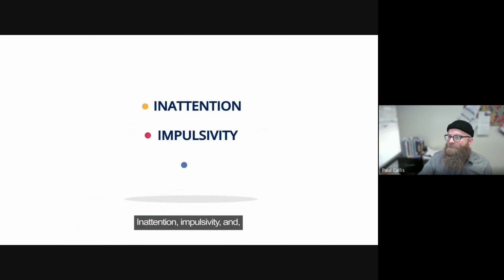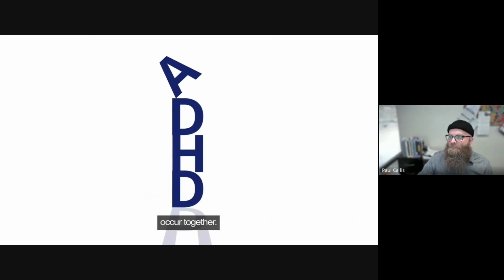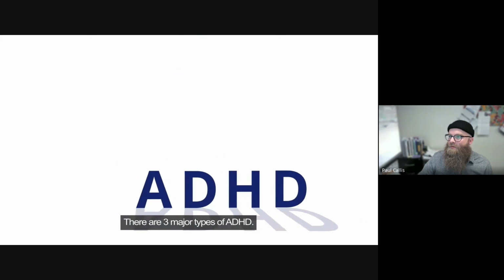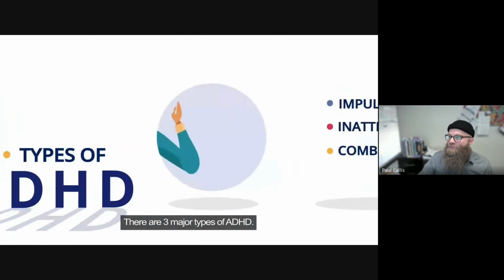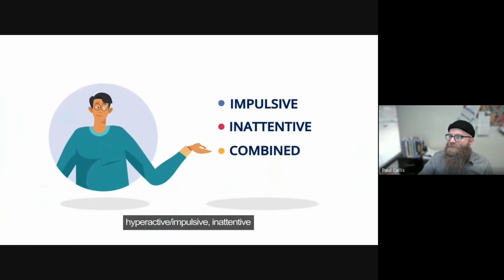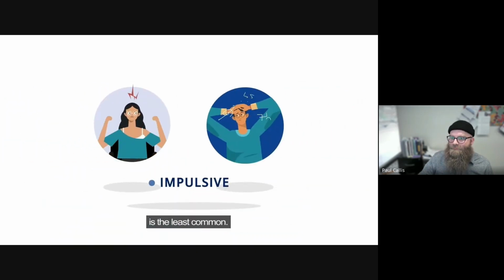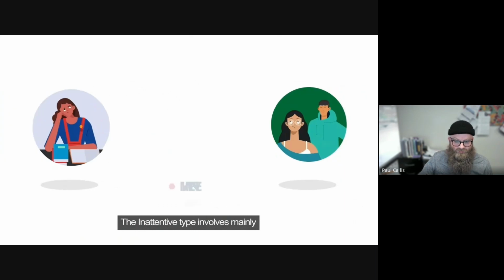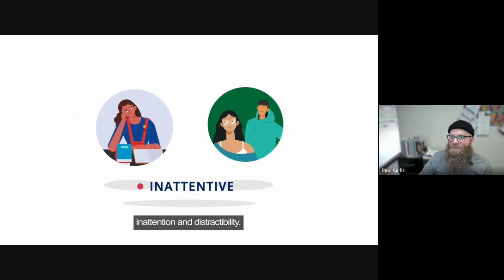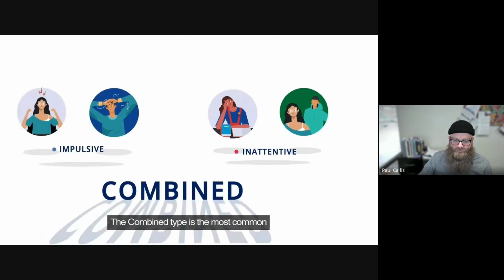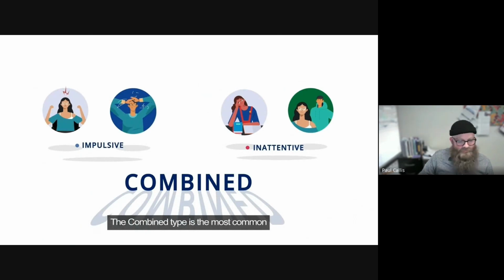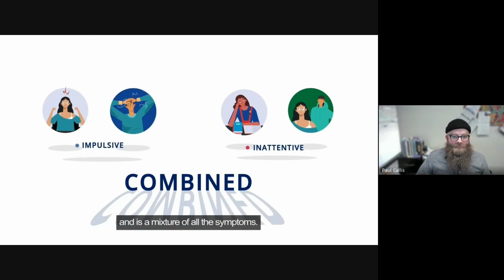Inattention, impulsivity, and sometimes hyperactivity are key symptoms. These symptoms usually occur together. There are three major types of ADHD: hyperactive or impulsive, inattentive, and combined. The hyperactive impulsive type is the least common. The inattentive type involves mainly inattention and distractibility. The combined type is the most common and is a mixture of all the symptoms.